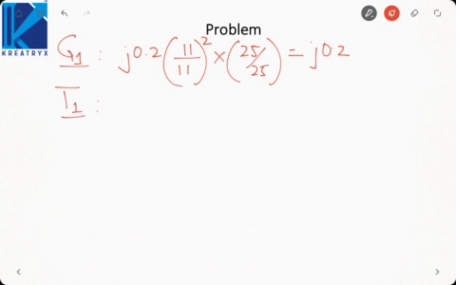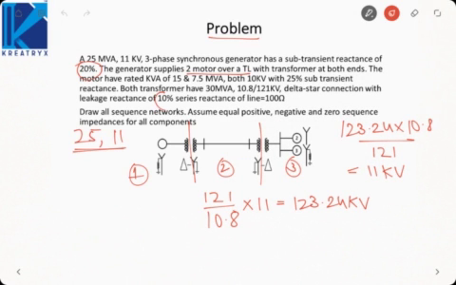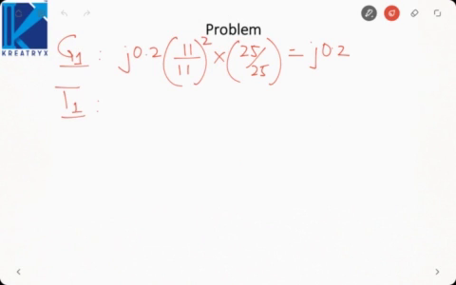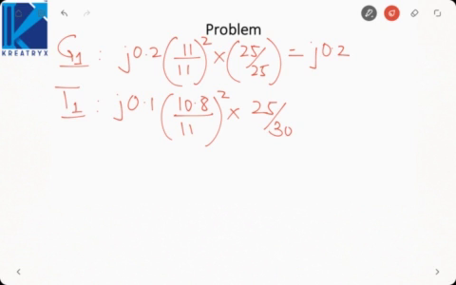For transformer T1, the reactance that is given to me in the problem is 10%, rating is 30 MVA, 10.8 kV. So we have to assume on one side either the primary or the secondary. I am assuming on the primary. Given voltage was 10.8, assumed is 11. Assumed base is 25 MVA, given was 30. So how much will this come out? J0.0805.